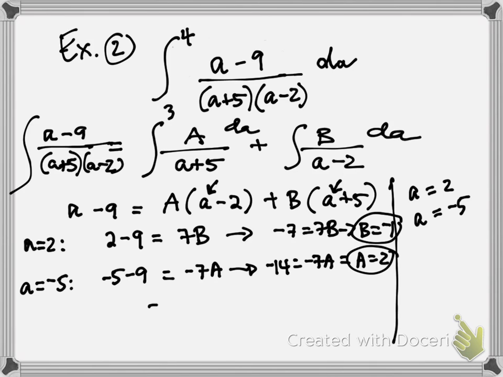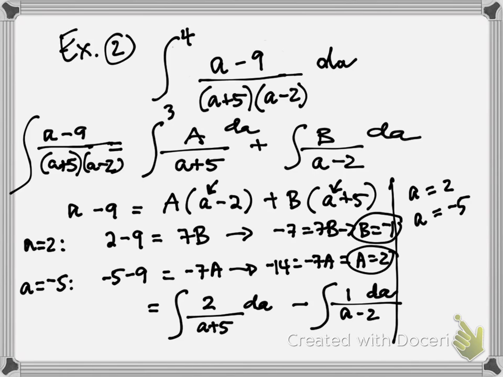We are now going to plug it back in. So our a was 2. This is 2 over a plus 5 dA. And since b is negative, I'm going to make this minus 1 dA over a minus 2. Okay, and then we integrate. This will be 2 ln a plus 5. You already know that that's ln, right? Minus ln a minus 2 plus c.